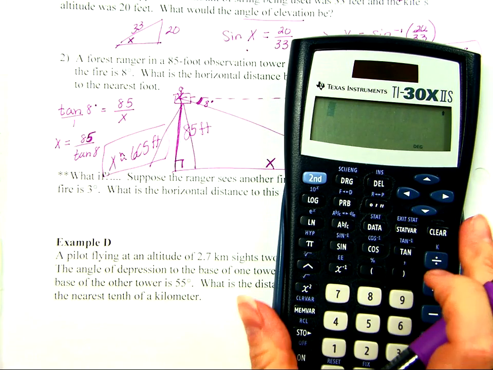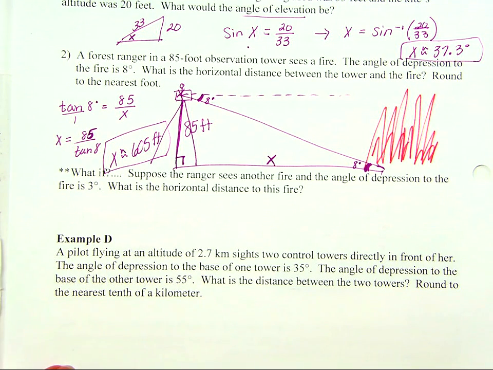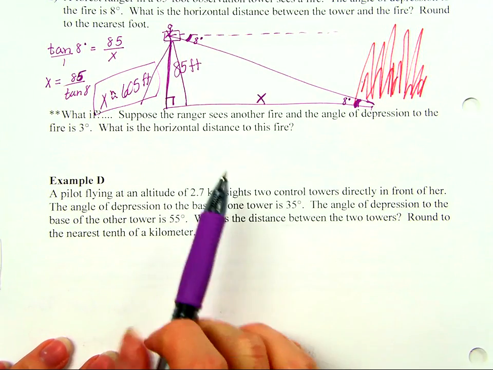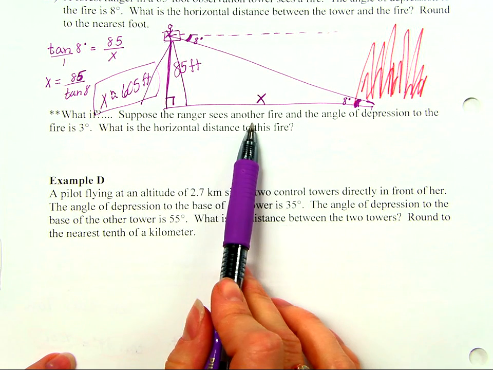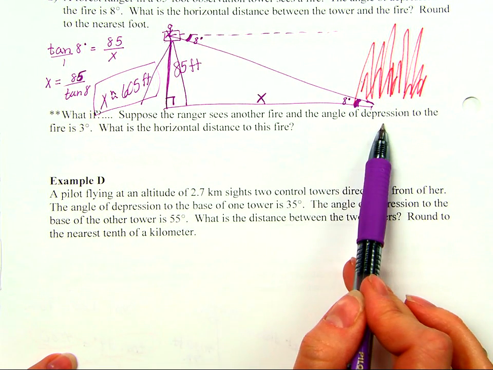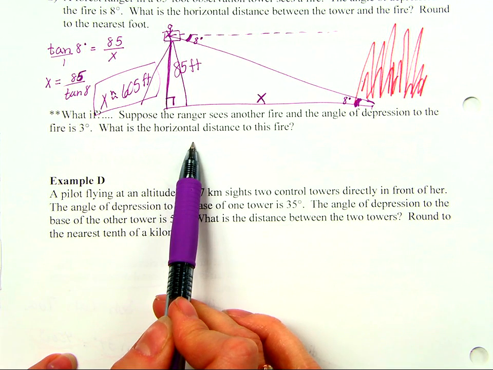Calculating the answers isn't usually all that difficult. The hardest part is getting your picture drawn and making sure you accurately label everything. Now, underneath that, it poses the question: what if the ranger sees another fire at an angle of depression of 3 degrees? What is the horizontal distance?